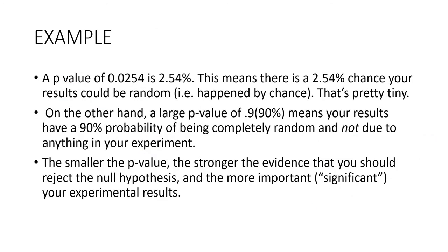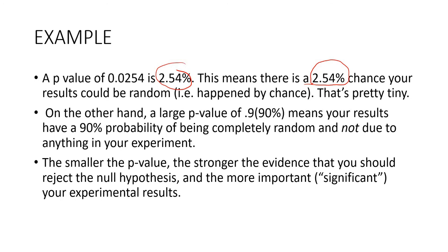I will give you a practical example. A p-value of 0.0254 means it is 2.54%. This means there is a 2.54% chance your result could be random. That is very small. Here the p-value is very small. What is the meaning? A p-value of 2.54% or 0.0254 means there is a 2.54% chance your result can be random, can happen by chance.